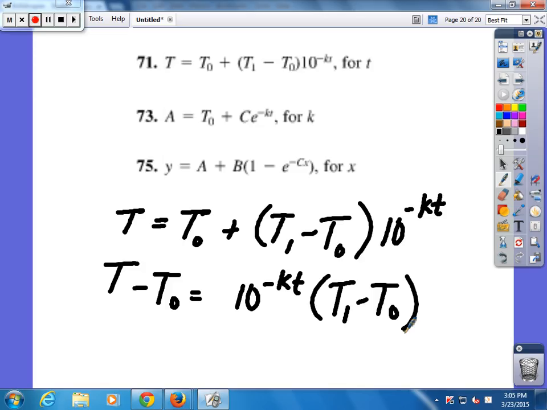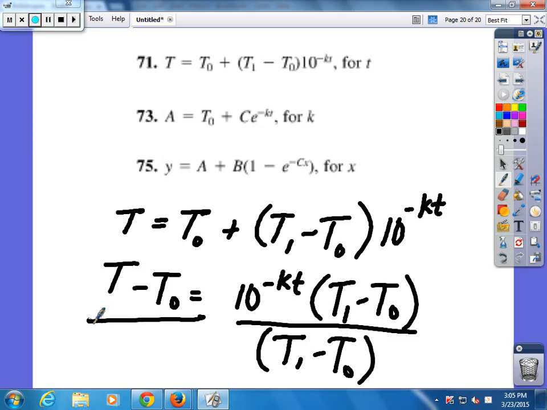Now what else can we do? All we care about is that little t, that lowercase t. We care less about the uppercase or the capital T's. So what could we do to get rid of a bunch of junk? What could we do? Say again? Divide by what? Divide by T sub 1 minus T sub 0 over here. Divided by T sub 1 minus T sub 0.